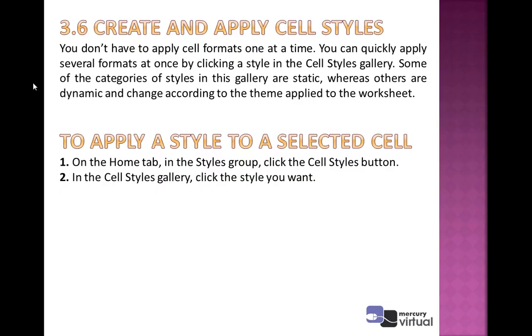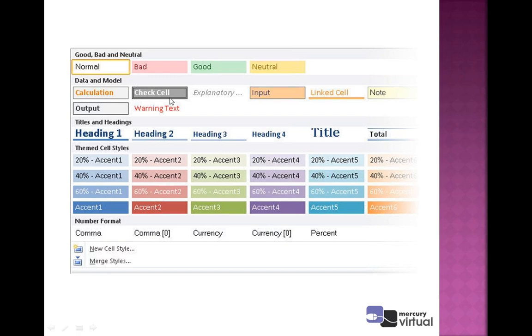The last topic for this chapter is creating and applying cell styles, meaning how to create or apply the different styles that are available for a cell. There are multiple styles available. You can apply a style by simply going to the Home tab. In the Styles group, click on the Cell Styles button. In the cell styles gallery there are multiple options available, and then click on the style that you want. This is how the cell styles gallery will appear.